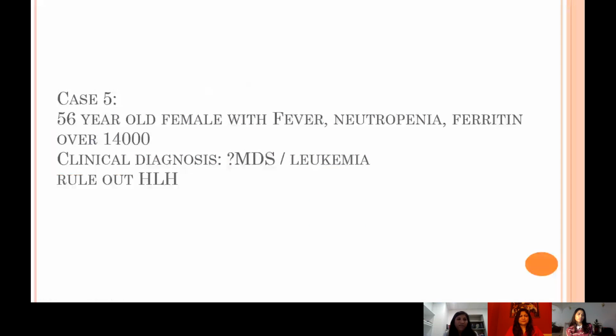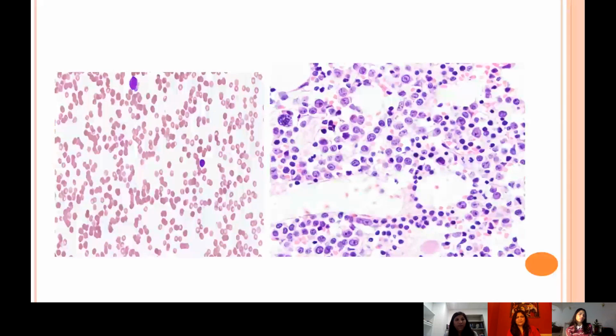Moving on to case number 5, this patient is a 56-year-old female. She had fever, neutropenia, and ferritin was markedly increased. Clinical diagnosis was to rule out MDS or leukemia or HLH. On the left-hand side in the peripheral blood film, this patient had bicytopenia, so there were very few cells to look at.